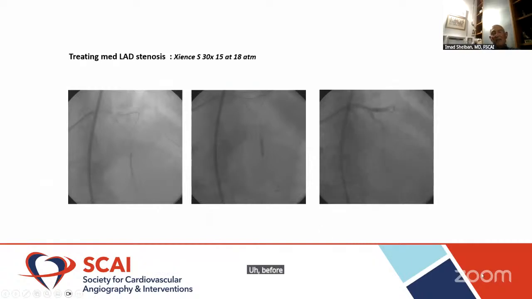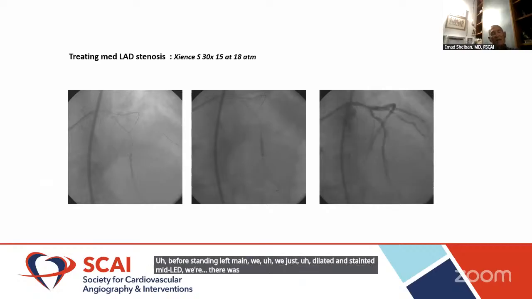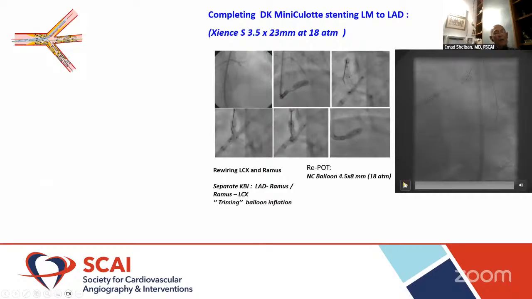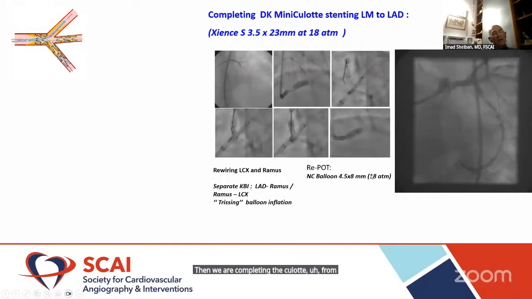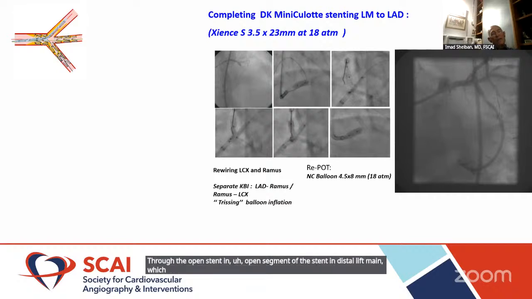Before stenting the left main, we just dilated and stented the mid LAD, where there was a tight stenosis. Then we are completing the culotte from left main to LAD through the open segment of the stent in the distal left main, which was placed before, as we have seen before.